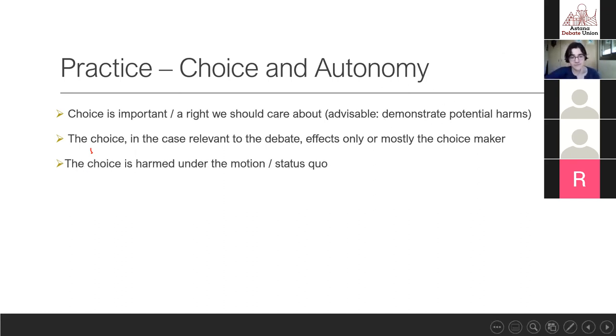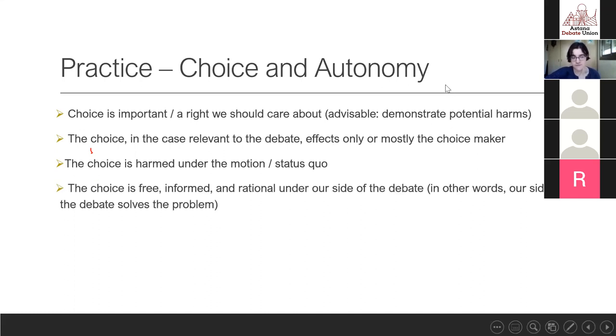The third burden would be that the choice under status quo, or under motion if we are opposition, is harmed. That without our side of the debate, we don't achieve this choice. And then the last burden, the choice is a free, informed, and rational choice under our side of the debate. Or in other words, what we discussed earlier about the common burden that repeats often, our side of the debate solves the problem of lack of choice.